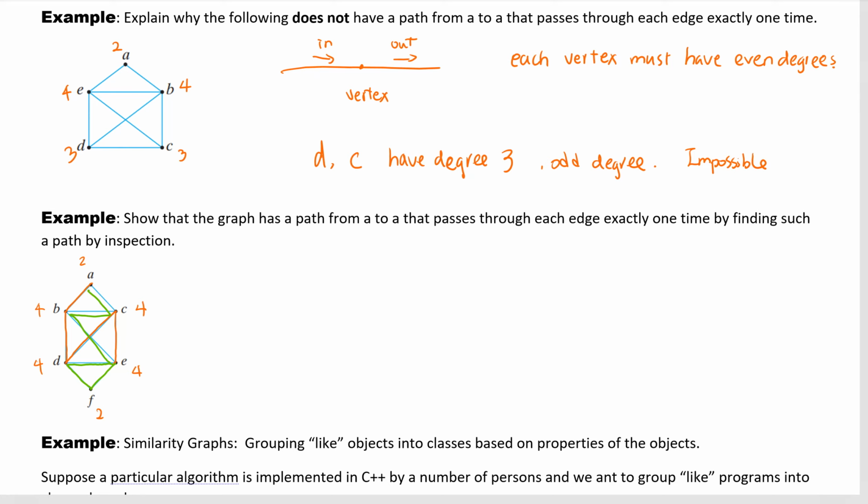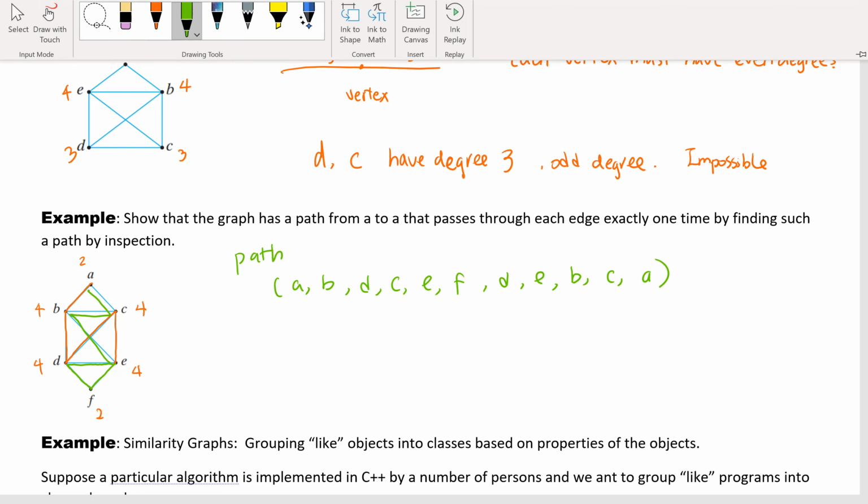Actually, there are other paths. Let's write down what we have here. We did A, B, D, C, E, and then F, D, E, B, C, A. So this is one path. And actually there could be another path. Let me use a different color.